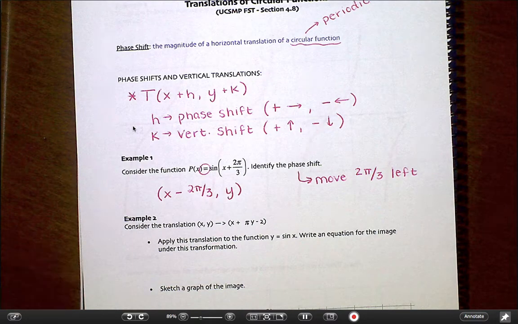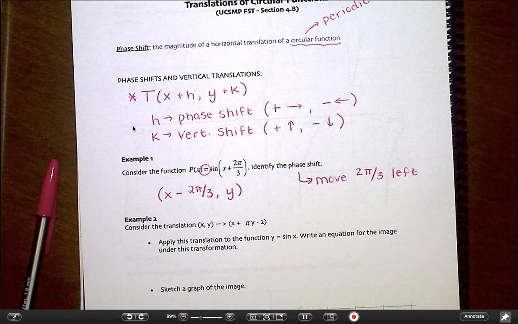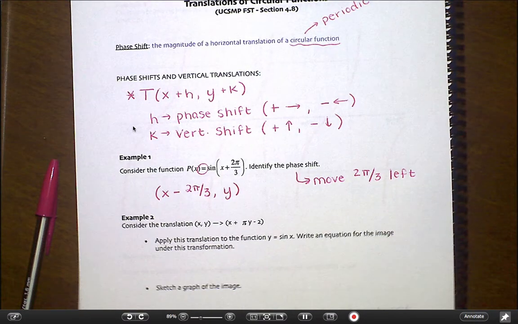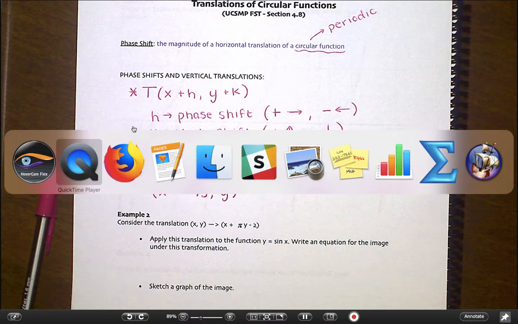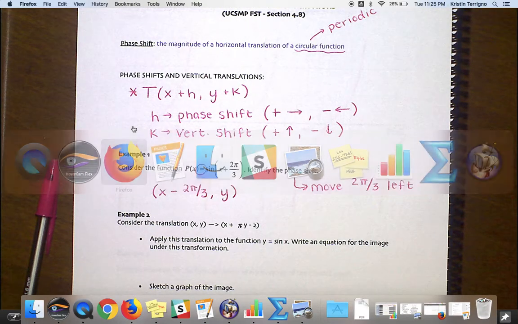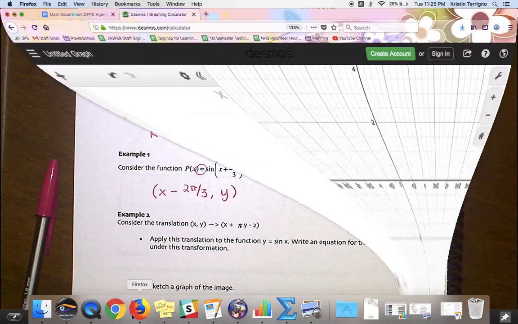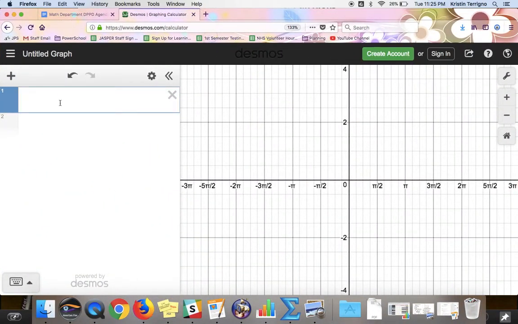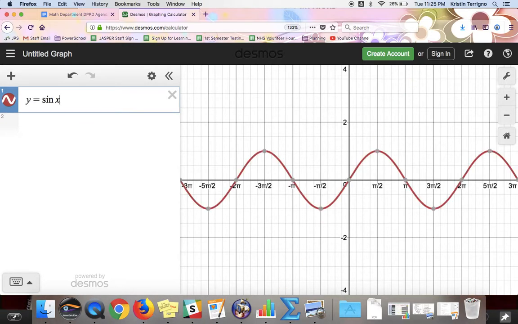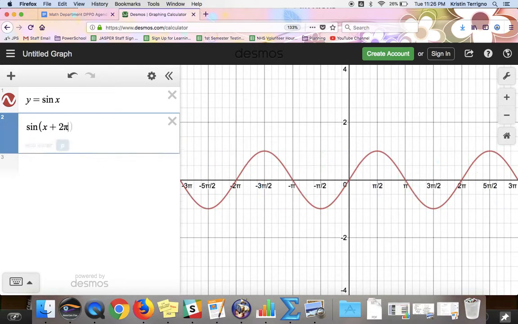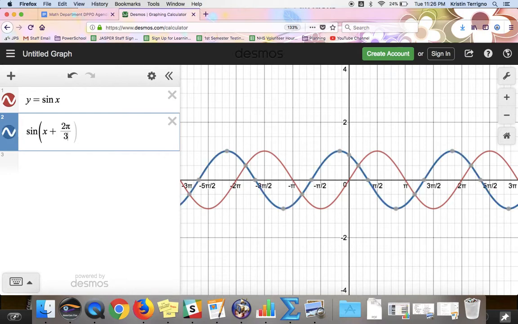And I want to just illustrate this for you real quick. So I'm going to stealthily try to switch back and forth between this video and Desmos. We'll see how it goes. That's not it. There it is. Okay, and so on this graph, I'm going to graph the original y equals sine of x. And then I'm going to graph the problem from this example. Sine of x plus, oh, yep, that was the original equation, 2 pi over 3.